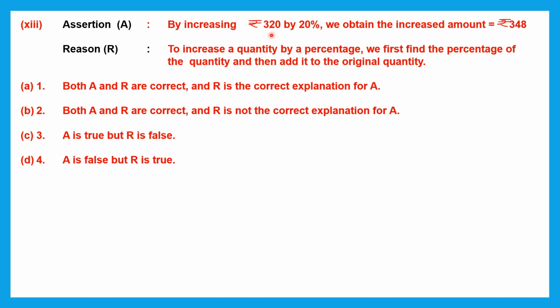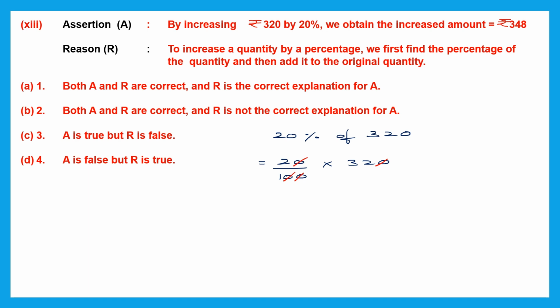Question 13, assertion A. By increasing 320 rupees by 20%, we obtain the increased amount and that is 348. So what should we do? We should first find 20% of 320 rupees and then add it, because here it says increase. Add it to this amount and see whether we get 348. So that is 20% of 320 rupees is what we need to find. So that is 20% means 20 by 100 of, is into 320. Now let's cancel. I can cancel one zero here, one more zero here.